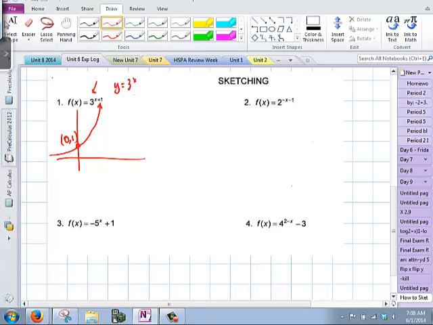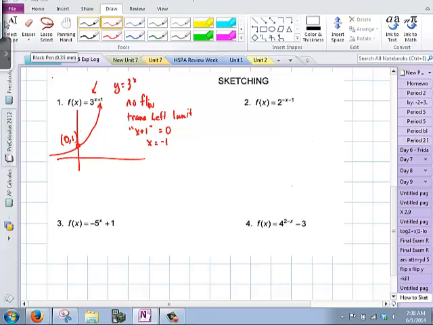And because there are no negative signs, there are no flips. And we have a translation to the left 1 unit, because on the inside of the function we see the expression x plus 1, which means that the function is moving left 1. If you set x plus 1 equal to 0, you'll see that x equals -1, and that would indicate we're going to move left by 1.